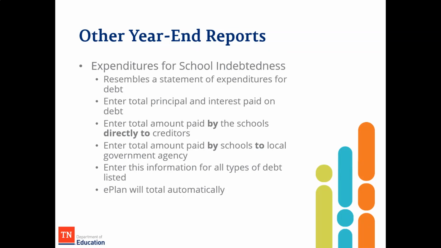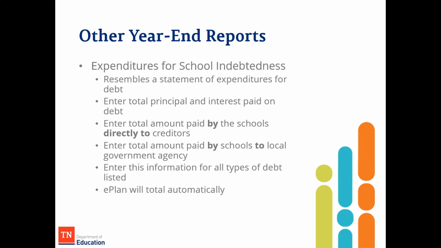You're going to enter the total amount paid by the schools directly to the creditors, or the total amount paid by schools to a local government agency. Enter this information for all types of debts that are listed in this report, and ePlan will total all of this automatically. Your total amount will automatically be generated through ePlan.